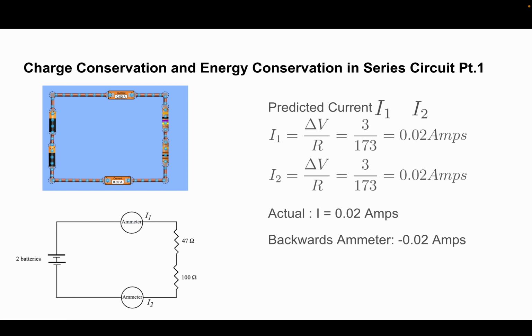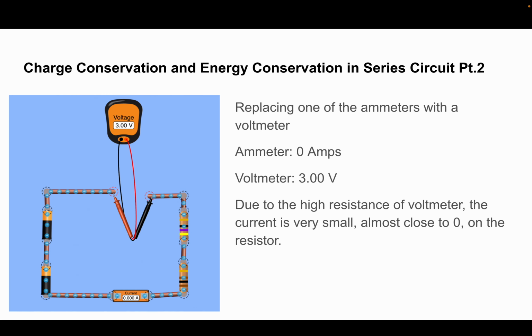So I predicted the current for I1 and I2 equal to 0.02 amps, and the actual current read by the amp meter is 0.02 as well. And the backwards amp meter would read negative 0.02 amps. So now we replaced one of the amp meters with a voltmeter, and now the amp meter is reading 0 amps and the voltmeter is reading 3 volts, because due to the high resistance of the voltmeter, the current is very small and is almost close to 0 on the resistor.